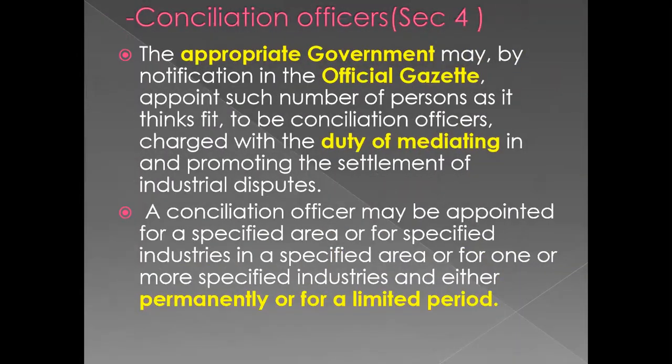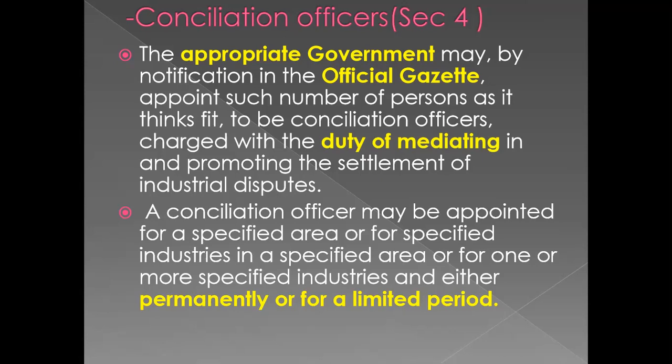Next we'll deal with the conciliation officer, Section 4. The appropriate government, by a special notification in the official gazette, appoints such members as it deems fit to be conciliation officers. It can be one or more than one, and he'll be charged with the duty of mediating. Remember, this bit is very important. The duty of the conciliation officer is not adjudication; he'll be mediating and promoting the settlement of industrial disputes. The conciliation officer may be appointed for a specified area or for a specified industry in a specified area, either permanently or temporarily.